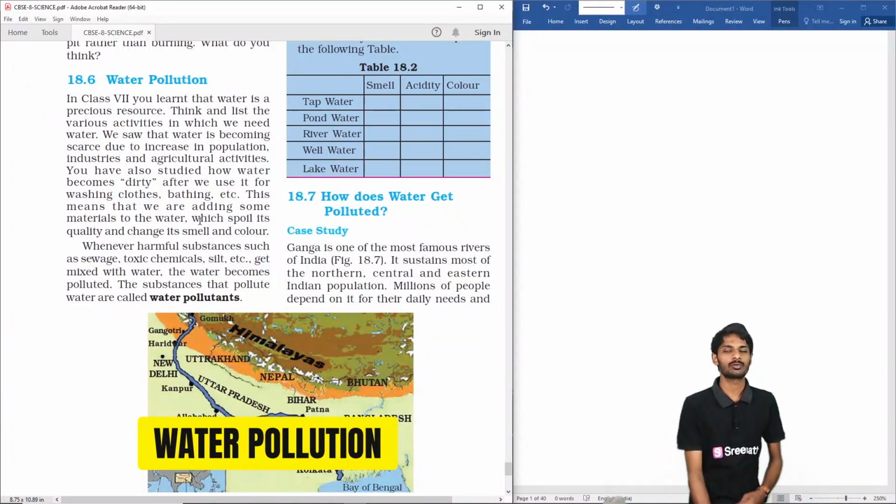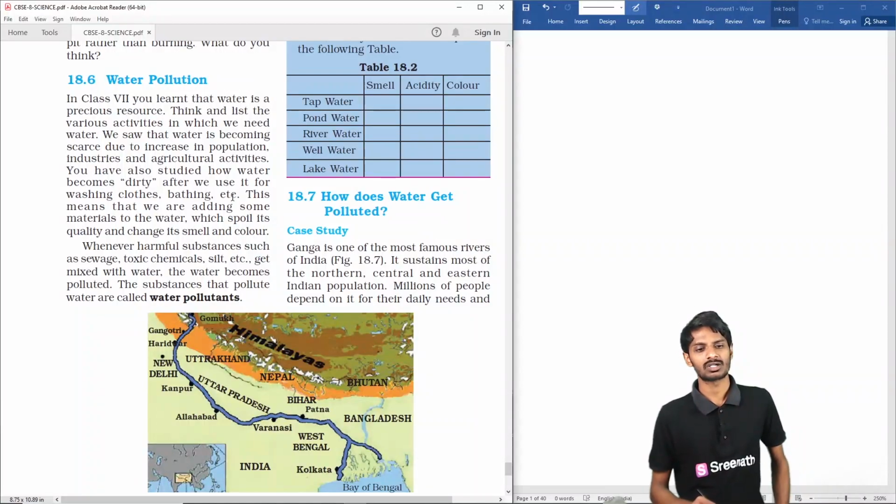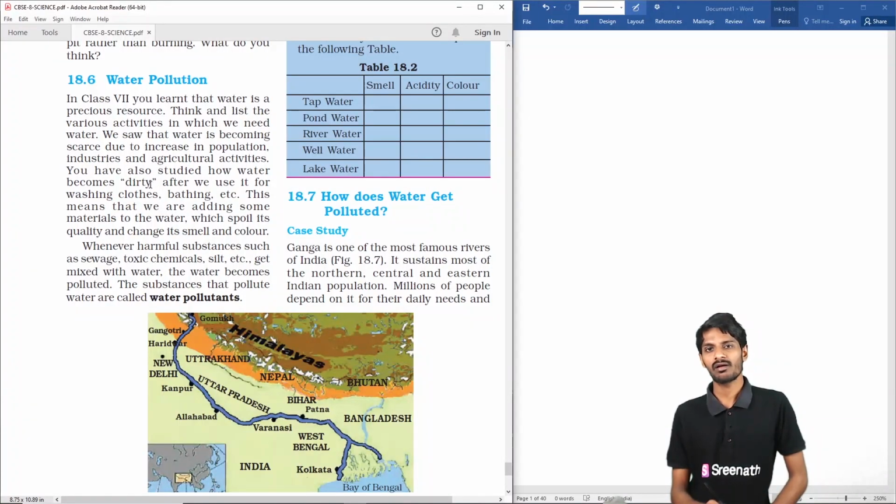Till now we have discussed air pollution. Good. Now we will discuss water pollution. In the 7th class, we discussed that water is a precious resource, so we are highly dependent upon water.